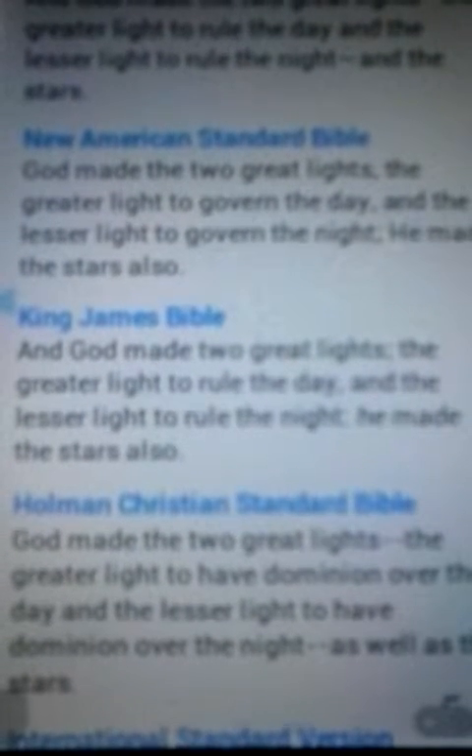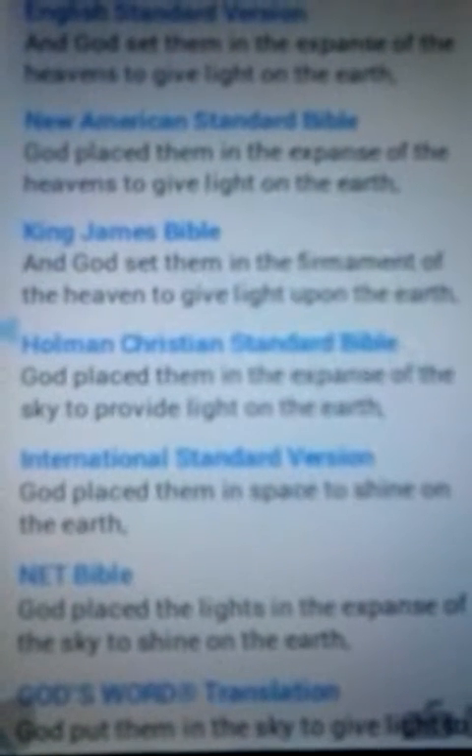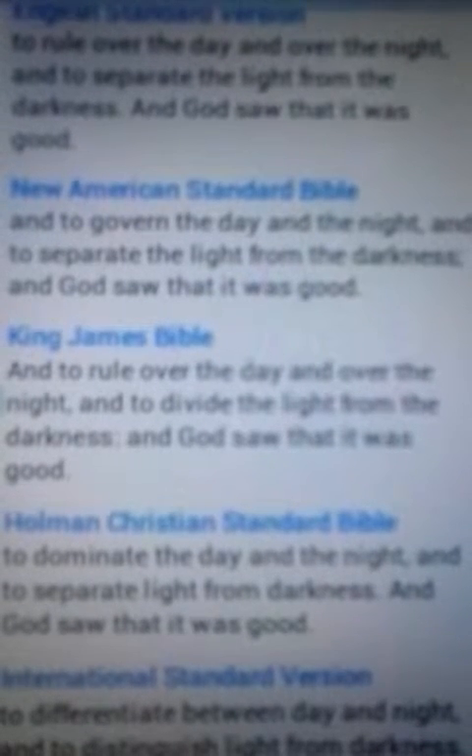Reading from King James Bible, Genesis chapter 1, verse 16. And God made two great lights, the greater light to rule the day, and the lesser light to rule the night. He made the stars also. Genesis chapter 1, verse 17. And God set them in the firmament of the heaven to give light upon the earth. Genesis chapter 1, verse 18. And to rule over the day and over the night, and to divide the light from the darkness. And God saw that it was good.